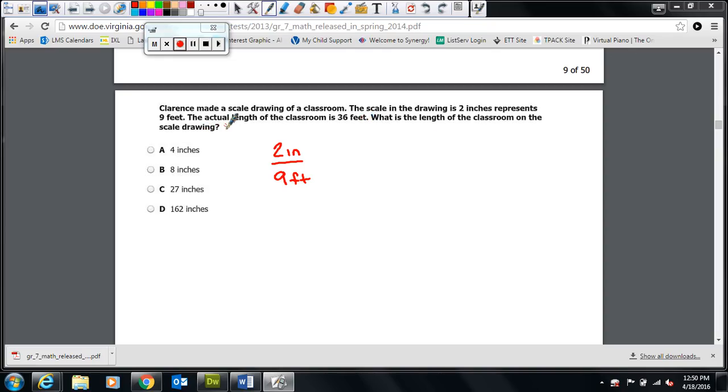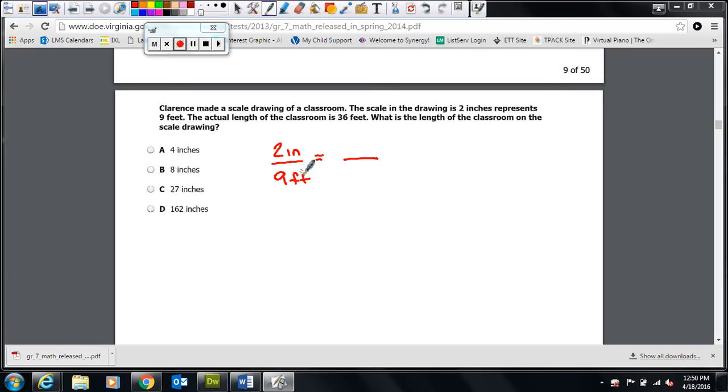What should jump right out at you is this is a proportion problem. If they give us our scale factor, 2 inches is to 9 feet, and they give us one of the dimensions, and they're asking us to find the other dimension that's equivalent to it as far as the scale, then we set this up using proportions. And proportions are nothing more than one fraction being set equal to another fraction. The key to set up this proportion is making sure your units match.